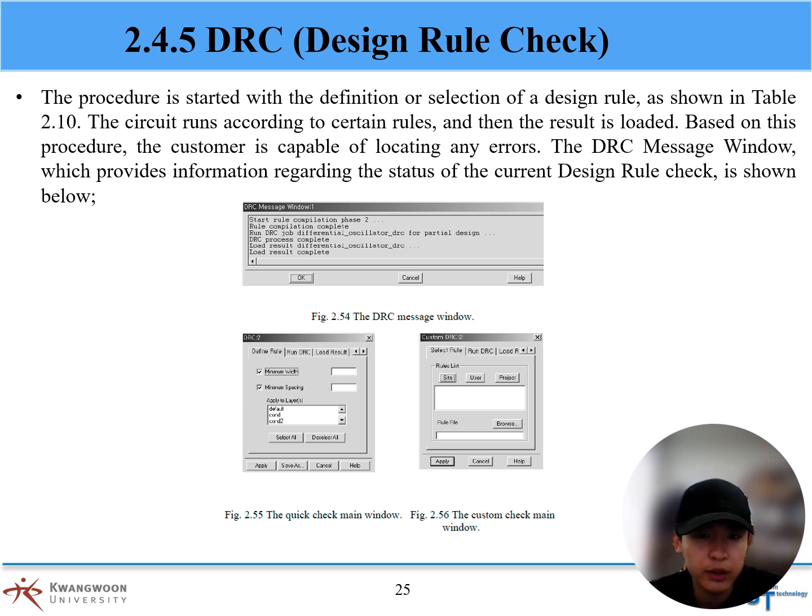The procedure is started with the definition or selection of a design rule, as the circuit runs according to certain rules, and then the result is loaded. Based on this procedure, the customer is capable of locating any errors. The DRC message window, which provides information regarding the standards of the current design rule check, is shown below.